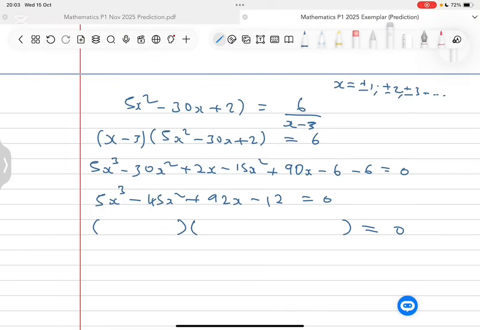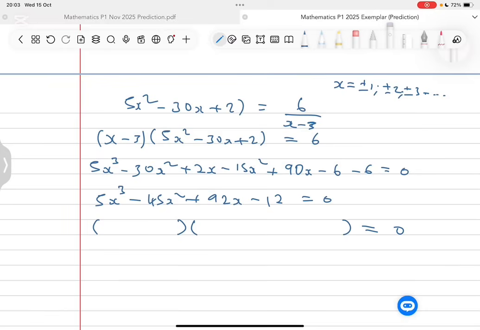I'll test all those numbers. Now, the one that will give me a 0, in other words, if I get a 0 after putting in that number, it will mean the two sides are equal. So that means that number is actually a solution. It is a root to this equation.